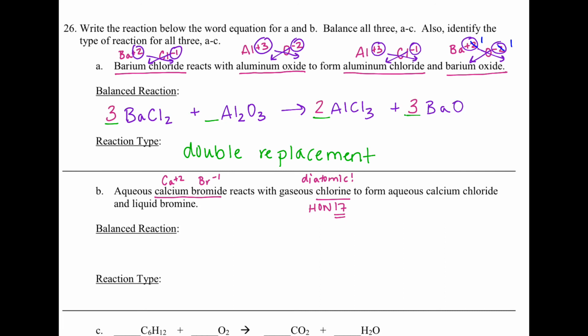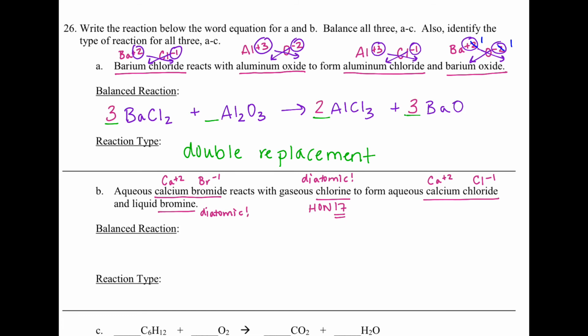Our other substances are calcium chloride. Again, no prefix, so let's worry about charges. Calcium's +2. Chloride, when it's an ion, is just -1. And then our last thing is another element, bromine. Bromine is also in group 17, so we need to remember that bromine will also be diatomic. Okay? So keeping all of that work in mind, now let's write our skeleton.